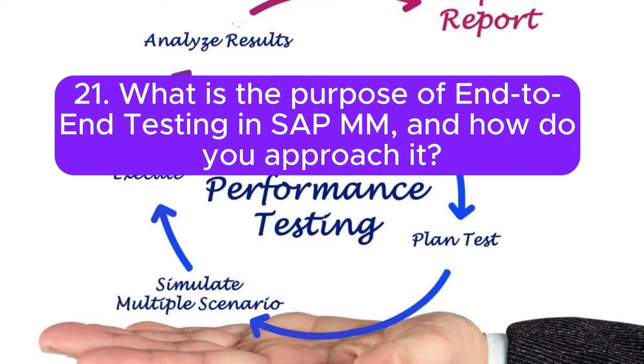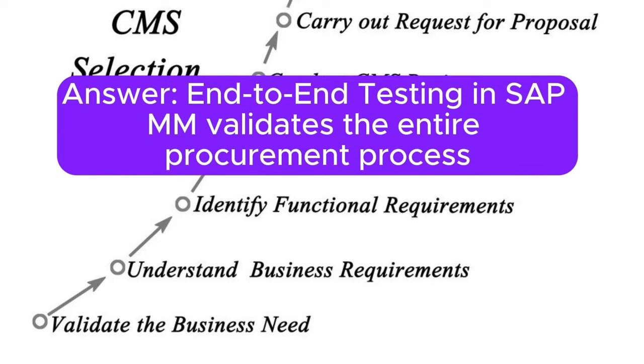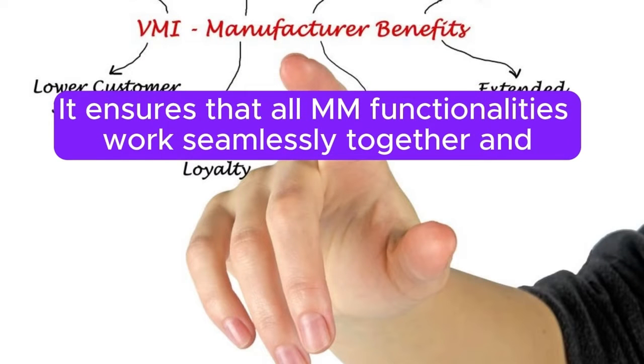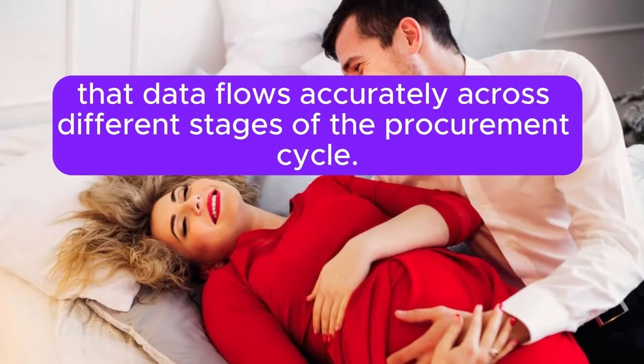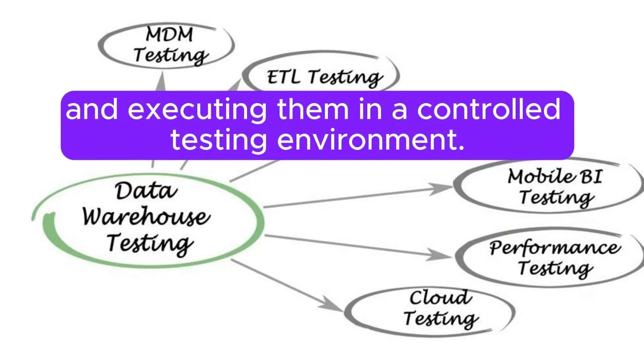21. What is the purpose of end-to-end testing in SAP MM, and how do you approach it? Answer. End-to-end testing in SAP MM validates the entire procurement process, from requisition creation to goods receipt and invoice verification. It ensures that all MM functionalities work seamlessly together and that data flows accurately across different stages of the procurement cycle. Approach it by creating test scenarios that cover end-to-end business processes and executing them in a controlled testing environment.